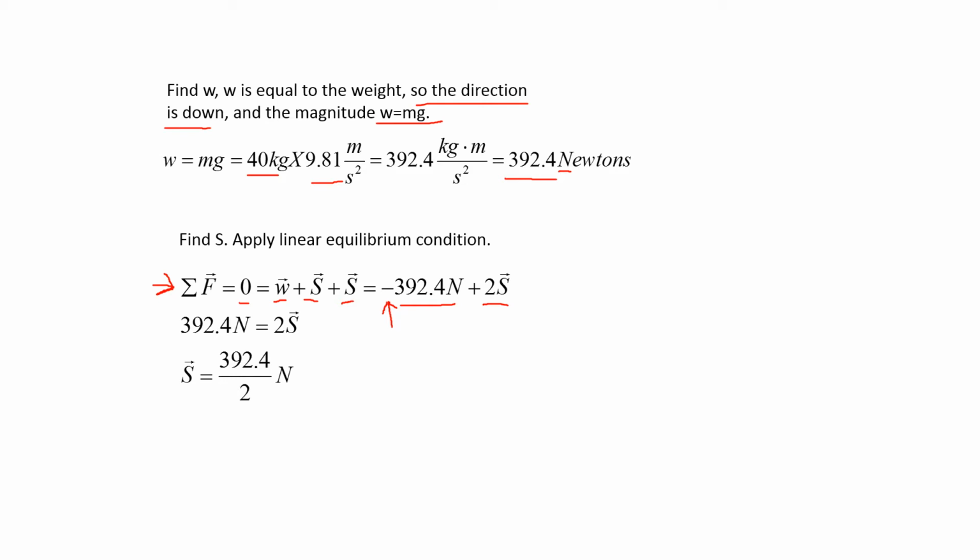We can rewrite this now. We can do algebra. We move the 392.4 over to the left side of the equation. That leaves us with 2S on the right side of the equation, and we divide by 2 so that we find that S, the thing we're looking for, the force on each foot, is 392.4 divided by 2. And since down is negative, the fact that this comes out positive means that it's upwards, in the opposite direction of the weight.